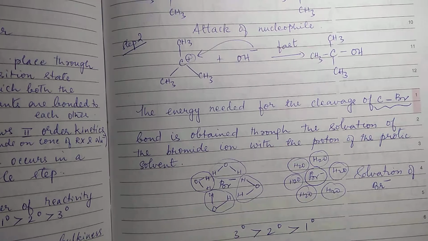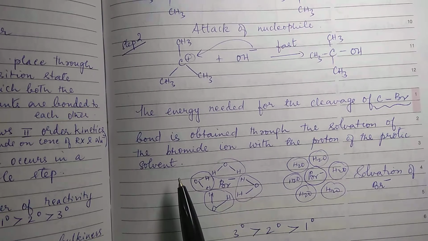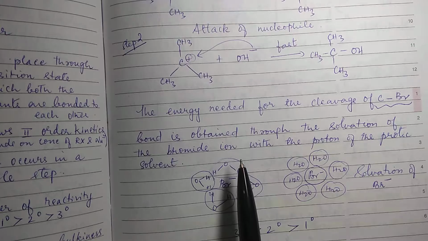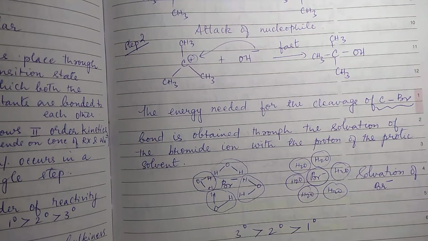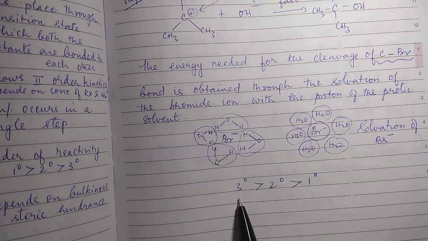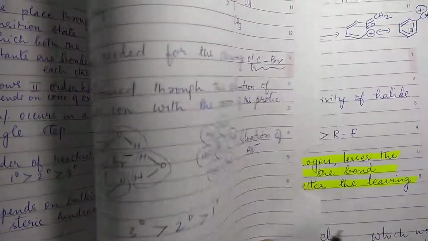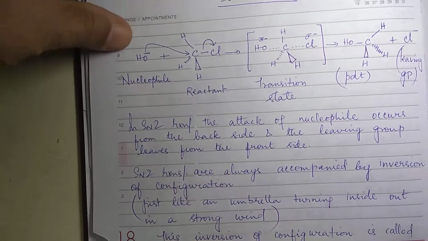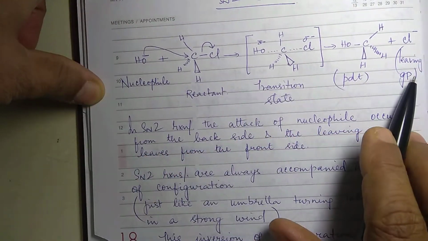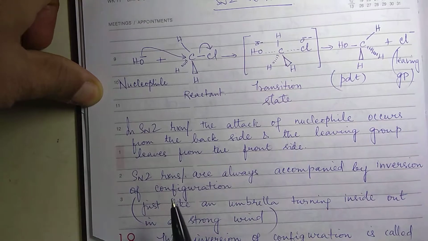Low energy state is more stable state. Remember that. So that is why polar protic solvent is required in the case of SN1 reactivity, and the reactivity is tertiary greater than secondary greater than primary. Whereas in the case of SN2 reactivity, just now I discussed with you the mechanism.